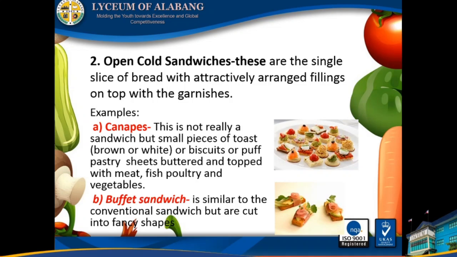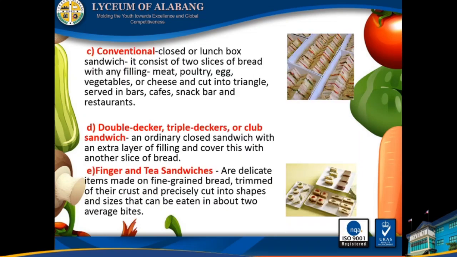Next, buffet sandwich. It is similar to the conventional sandwich but is cut into fancy shapes. Next is conventional, closed, or lunchbox sandwich. It consists of two slices of bread with any filling such as meat, poultry, egg, vegetables, or cheese and cut into triangles, served in bars, cafes, snack bars, and restaurants.